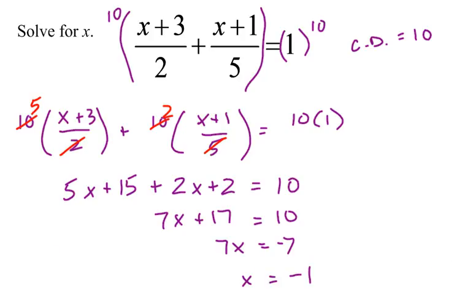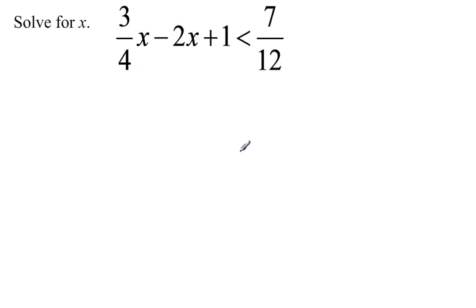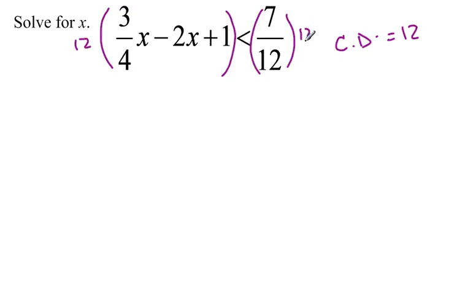All right, let's try another one. Now in this one, we actually have 1, 2, 3 terms. We have a denominator here, 4, and a denominator here, 12. And since 4 goes into 12, our common denominator is 12. So we're going to take this times 12 and also this times 12. And I'm going to do the same as before and write 12 times each thing separately.